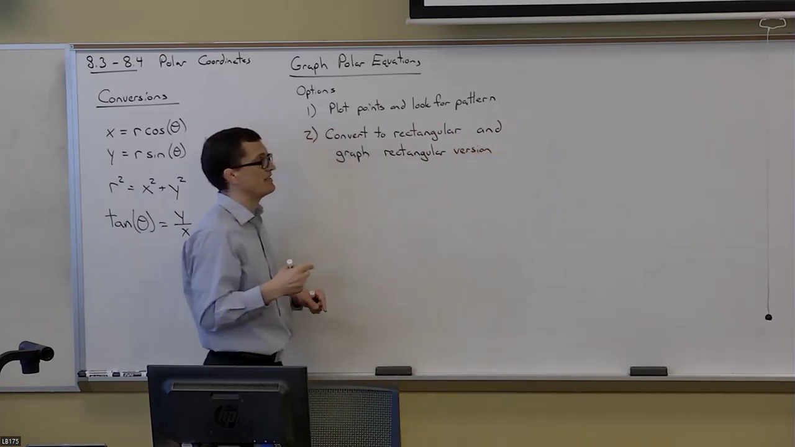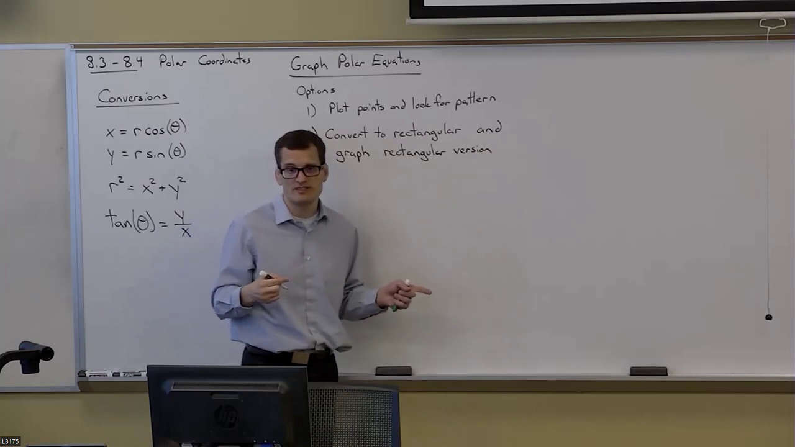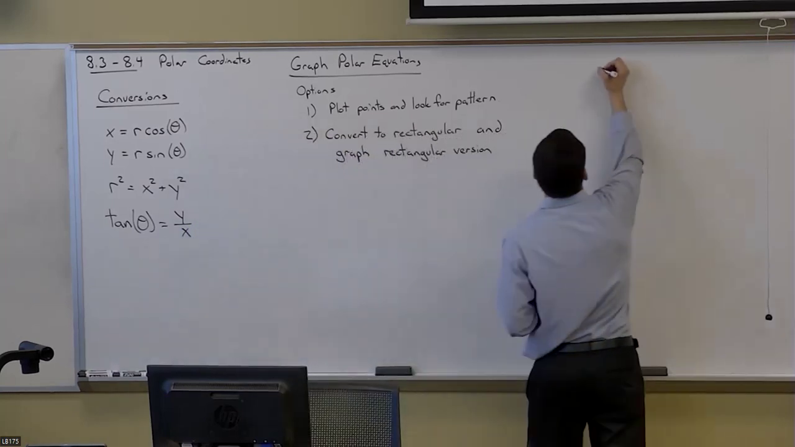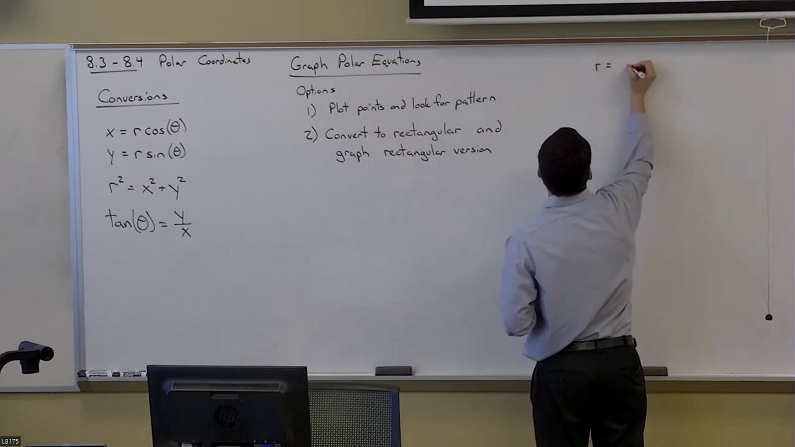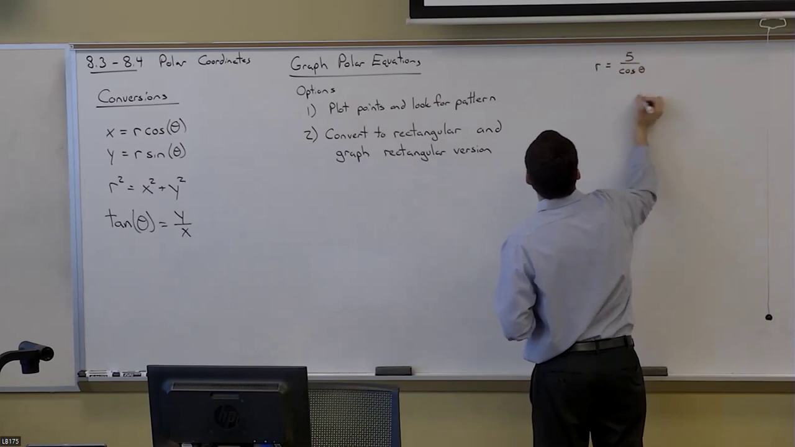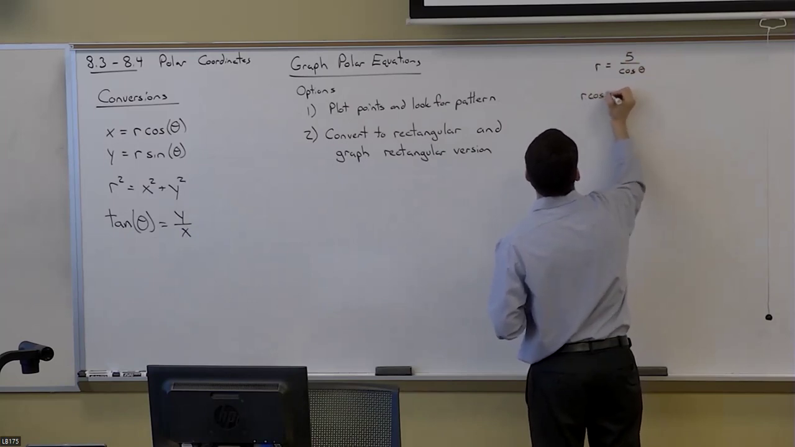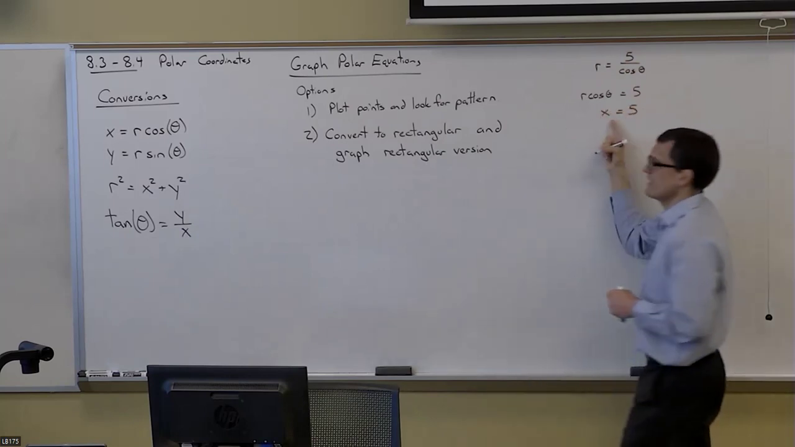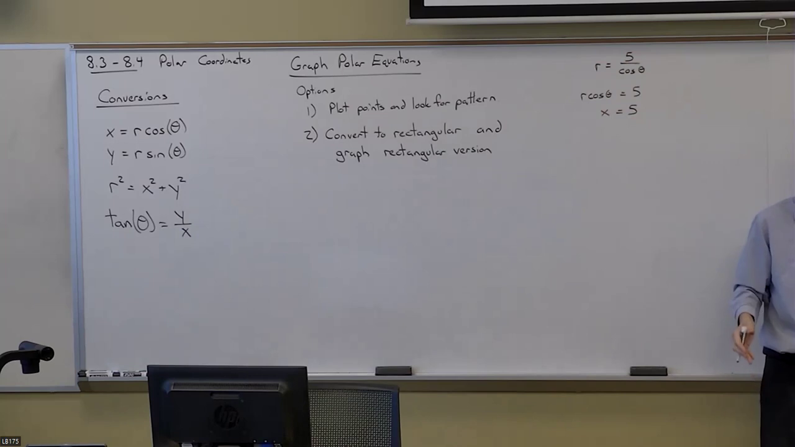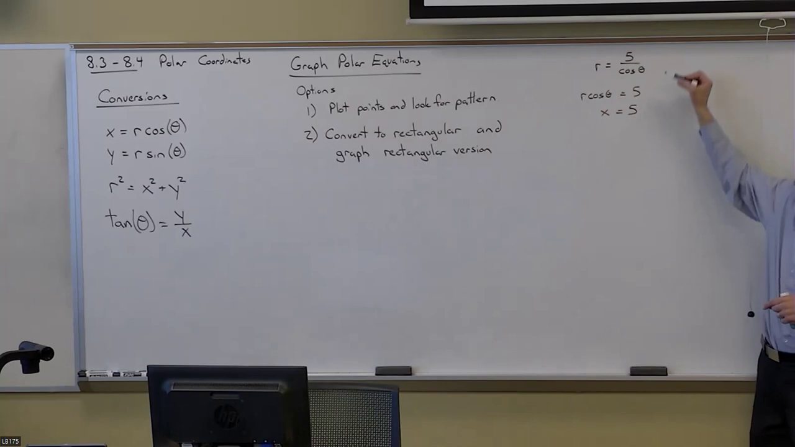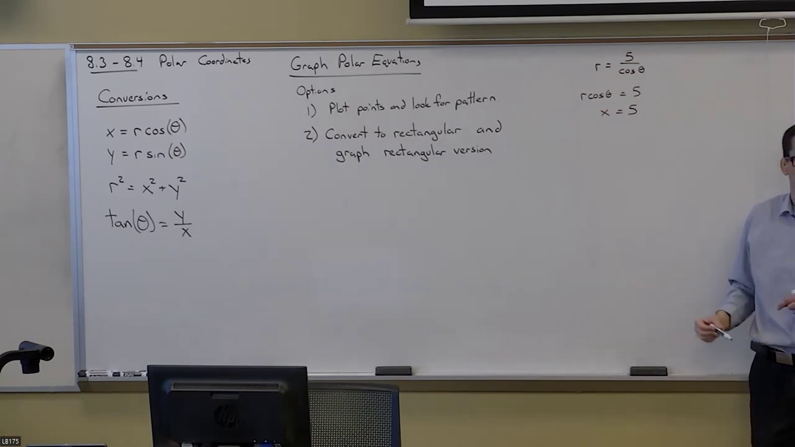That would have been really nice on a couple of our conversion ones we just did. When we had r equals 5 over cosine theta, and then we multiplied both sides by cosine theta, and we got x equals 5. Well, knowing that x equals 5 is just a vertical line, we could have easily graphed that. So converting to rectangular and then graphing the rectangular version, that's a good option too.